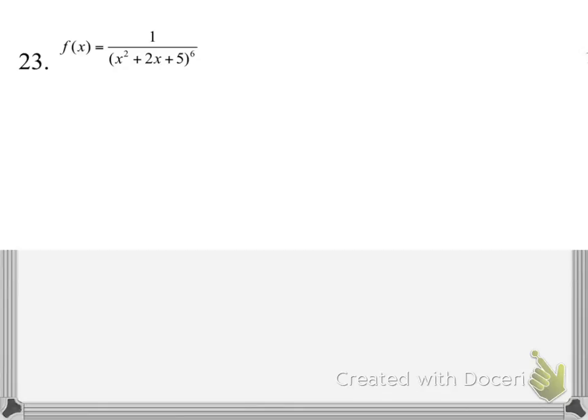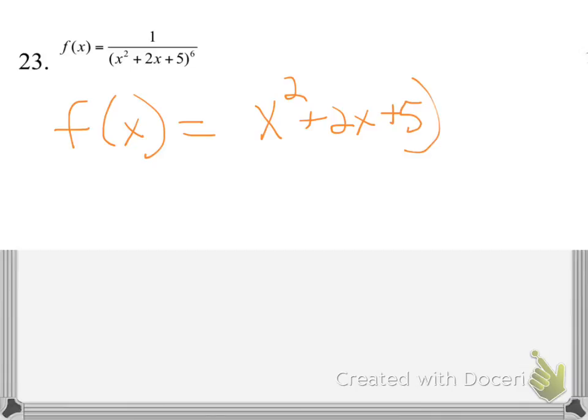Okay, here's problem 23. My first step is to write it so that it conforms to my ability to use the power rule. So I'm going to take this entire denominator and bring it up. When I do that, my power is to the negative 6th. So now I'm going to start taking the derivative. Notice that my notation has changed.